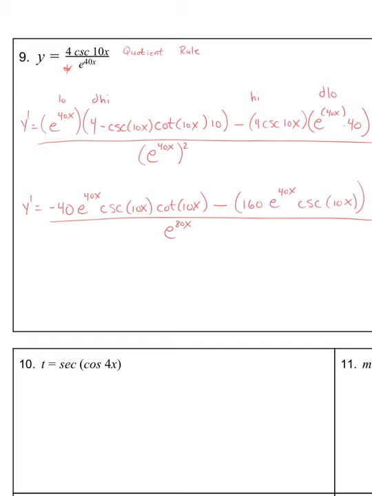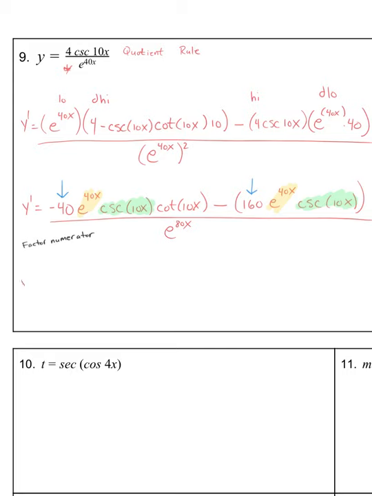All right, now we are going to factor the numerator. All right, so we look for common factors on each side of the numerator. And I'm just going to start highlighting them. There's an e to the 40x on each side. We can factor that out. All right, there is a cosecant of 10x. We can factor that out. And we can also factor out a common factor of 40 and 160. All right, so I'm going to factor out a 40.